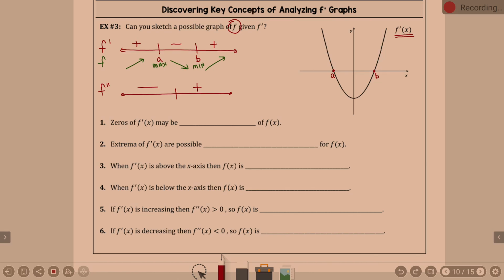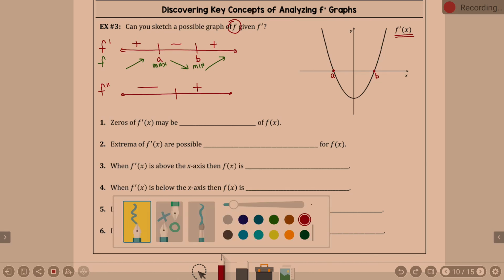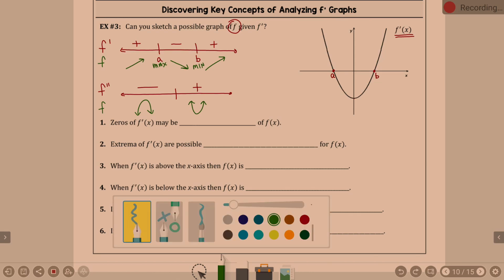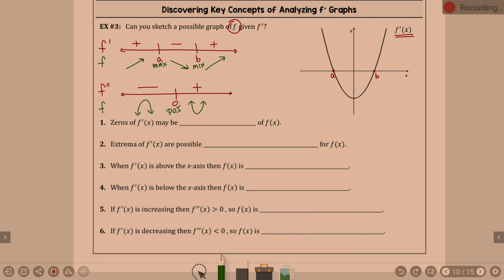Now, this is the second derivative. What does a negative second derivative mean in the original graph? Concave down. And a positive second derivative means concave up. And then that means, I forgot to write in, this middle point is 0. At 0, there's going to be a point of inflection.